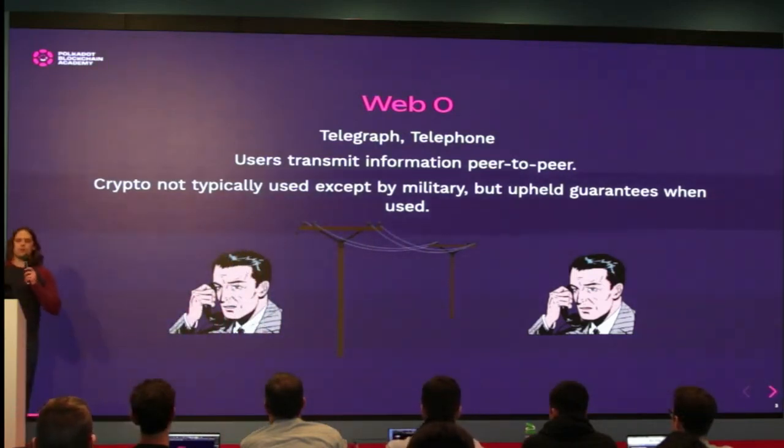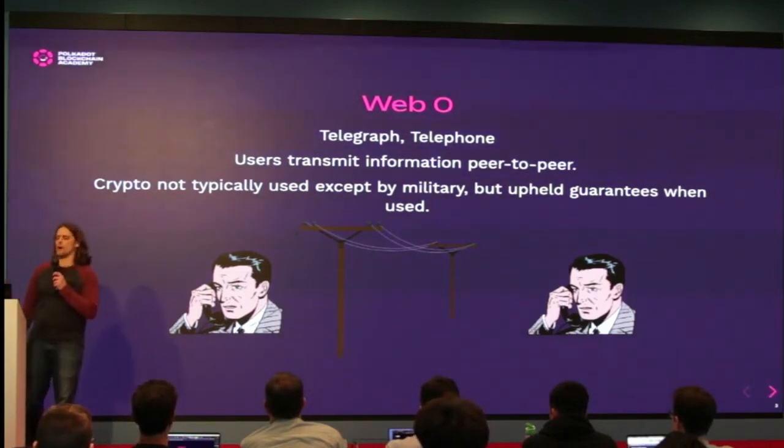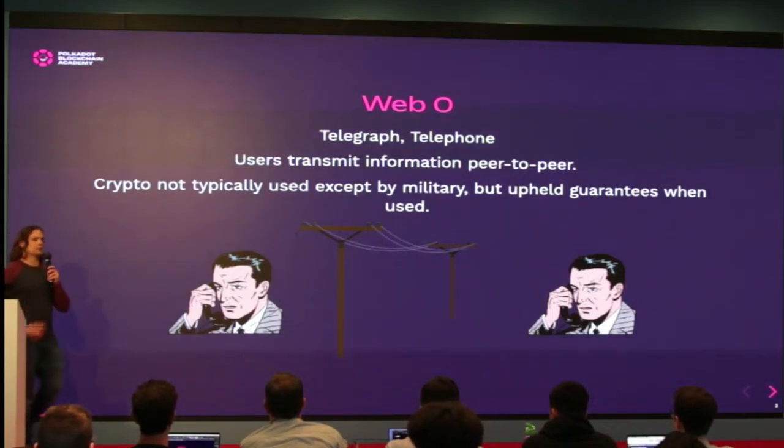In Web 0, we didn't typically use cryptography, except maybe by the military or other people who had particularly specific threat models. But we should have, and we could have. This is a classic example of where you can use cryptography.